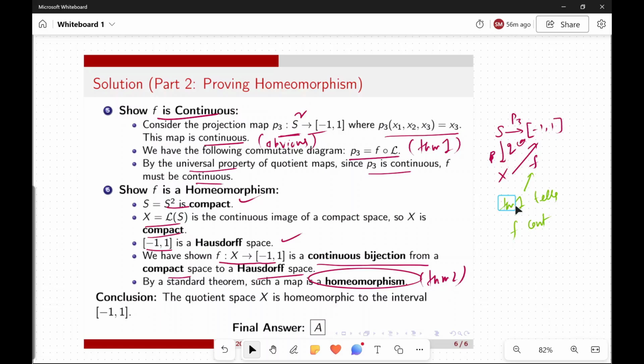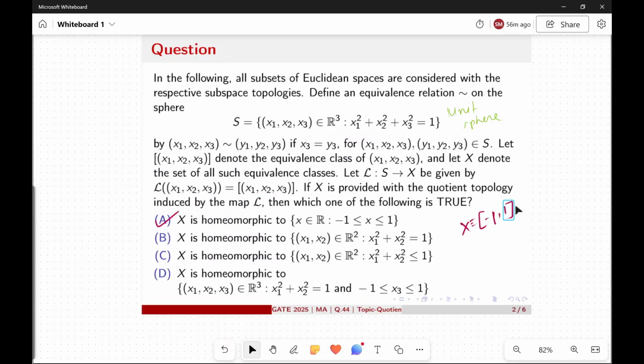So finally, what do we get? The quotient X is homeomorphic to minus 1 comma 1. Options. Option A is clearly the answer, minus 1 comma plus 1 under the usual topology.